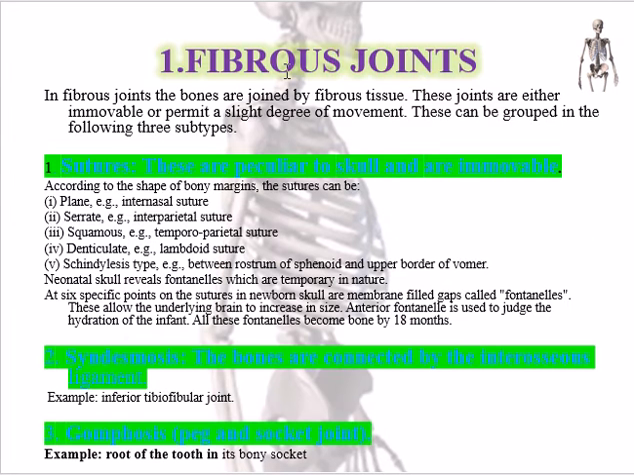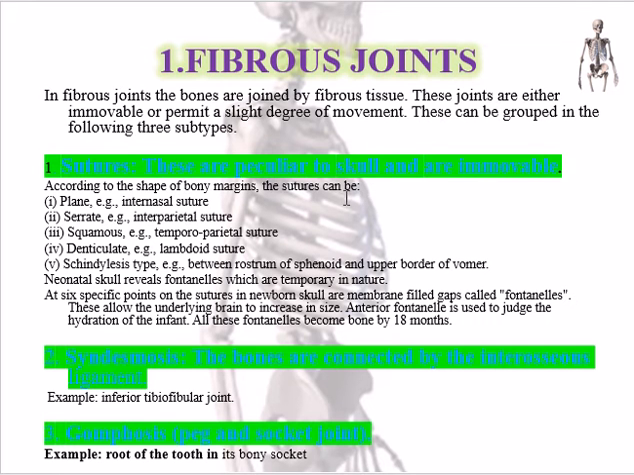First of all, fibrous joints. In fibrous joints, bones are joined by fibrous tissue. These joints are either immobile or permit a slight degree of movement. They can be grouped into the following 3 subtypes. Sutures. They are peculiar to the skull and immobile.